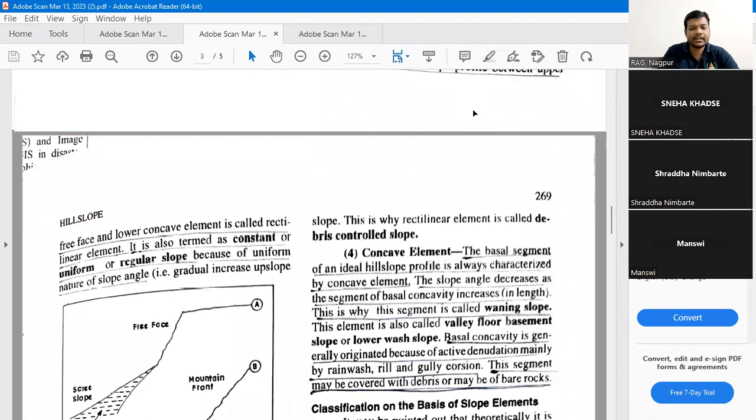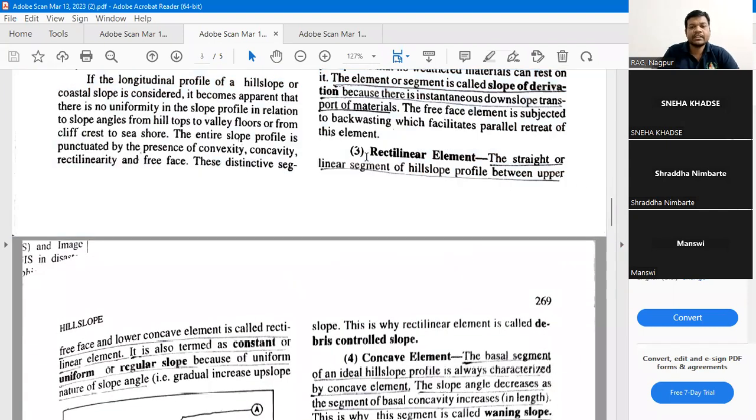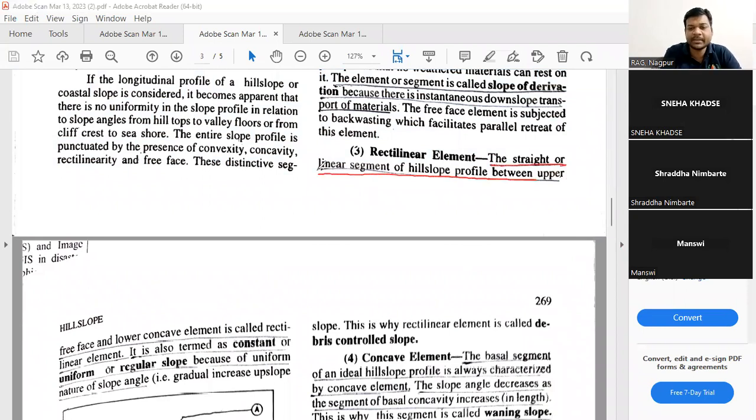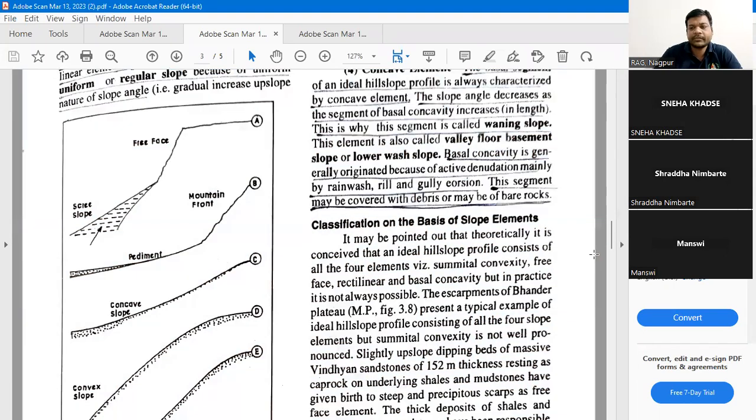Next is the rectilinear element. This rectilinear element is a straight or linear segment of the hill slope profile between the upper free face and the lower concave element. It is also termed constant or uniform or regular slope because of the uniform nature of slope angle. This is basically gentler than the free face.